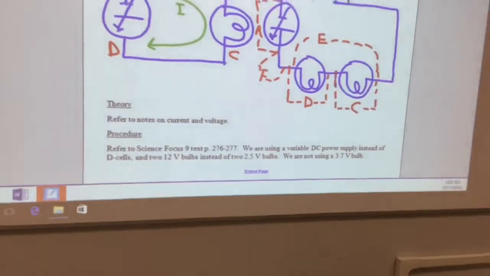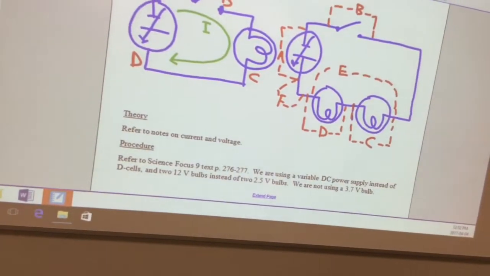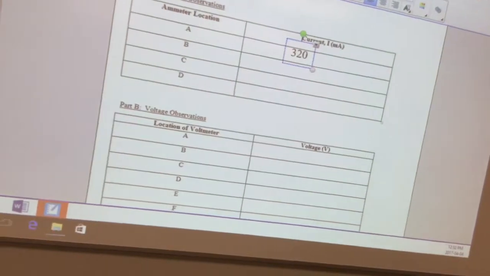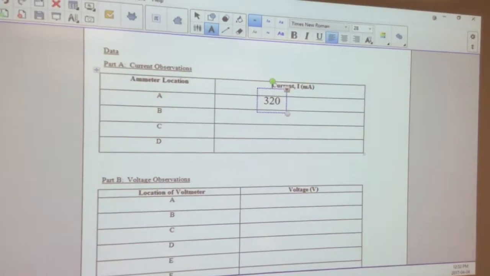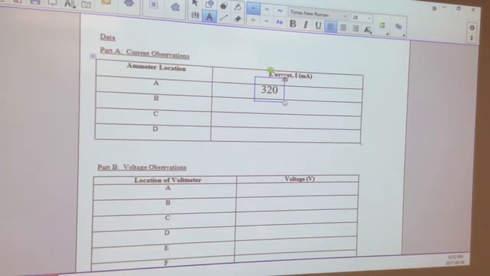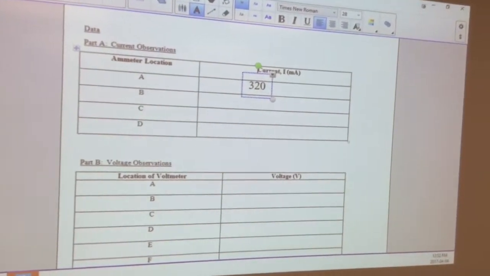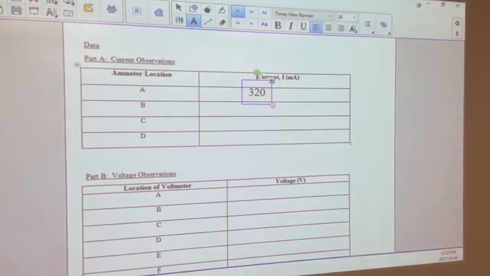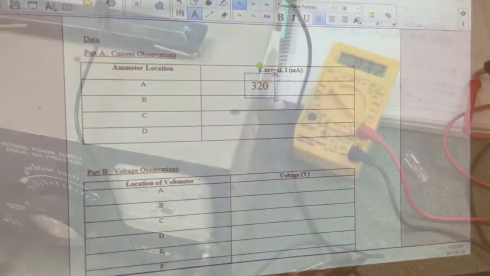And that is the same as 320 milliamps. So on the next page, I've entered in there 320 milliamps into the data table. So that's the first part of this. I am now going to stop the video while I set up the next part for part B.